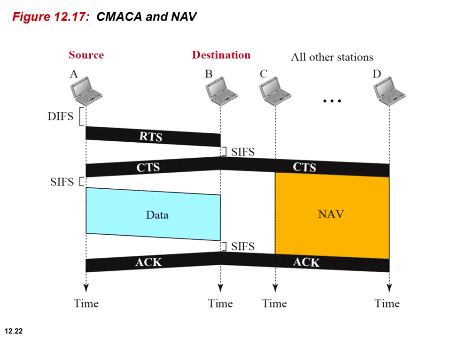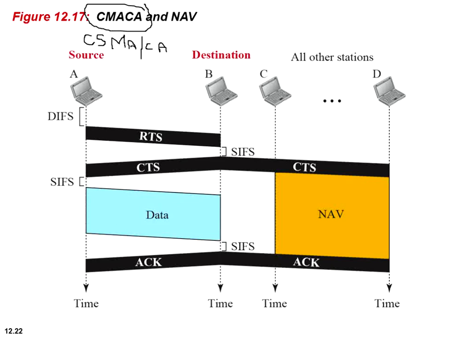This diagram shows you CSMA/CA. This is a mistake. It should be CSMA/CA and NAV. NAV stands for Network Allocation Vector.